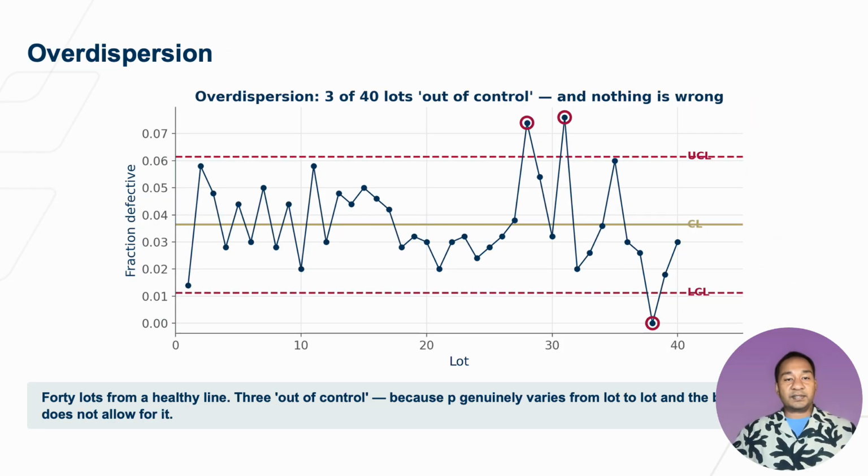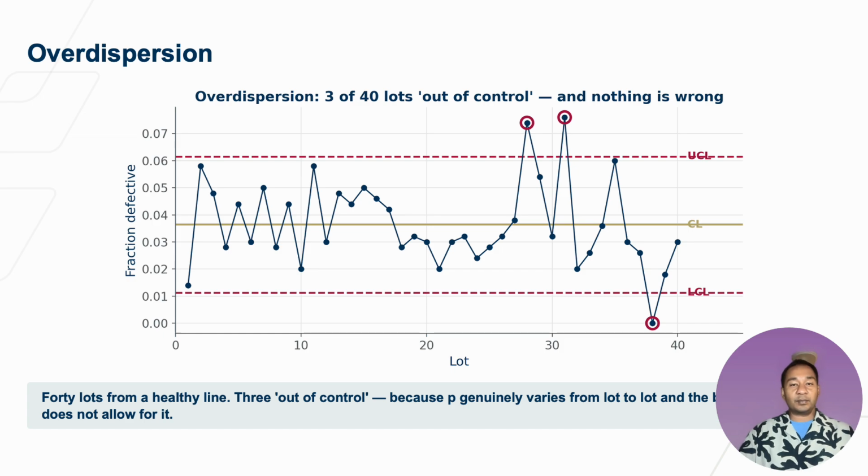Now the failure I promised you. 40 lots from a perfectly healthy line, and 3 of them are outside the control limits. If you believe the chart, you would conclude that you have an out-of-control process and launch 3 investigations. Nothing is wrong. The binomial model assumes P is a single fixed constant and every die fails independently.